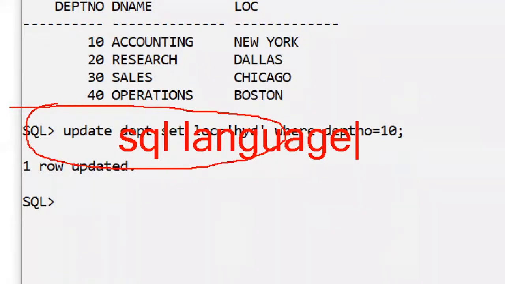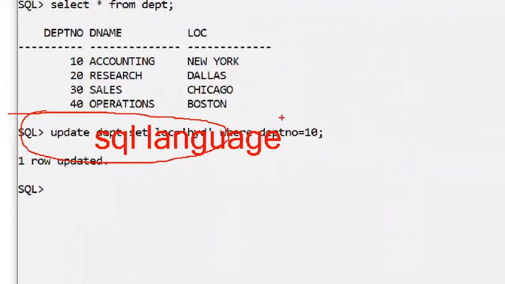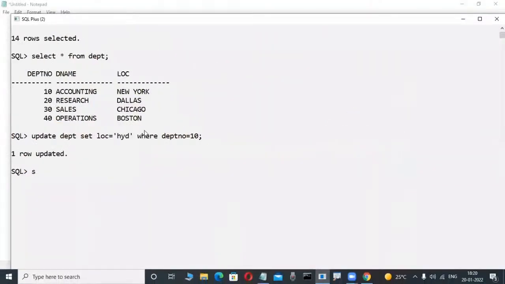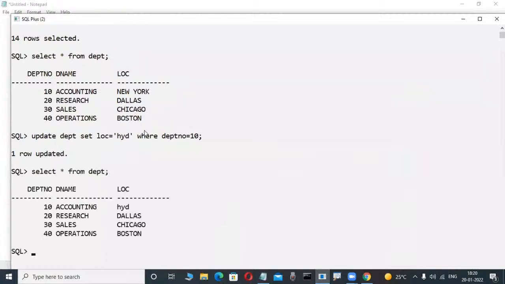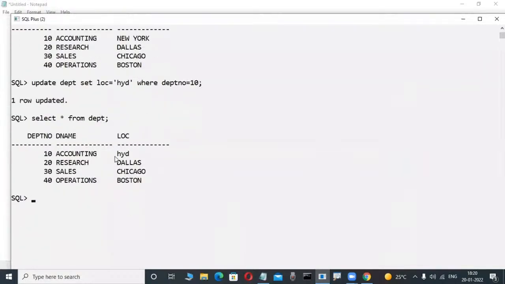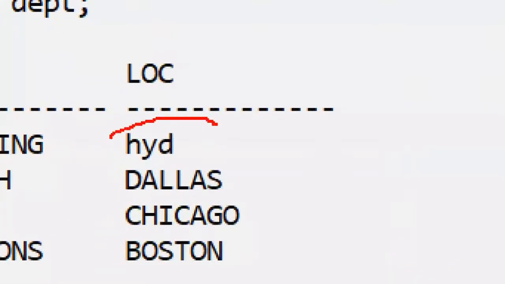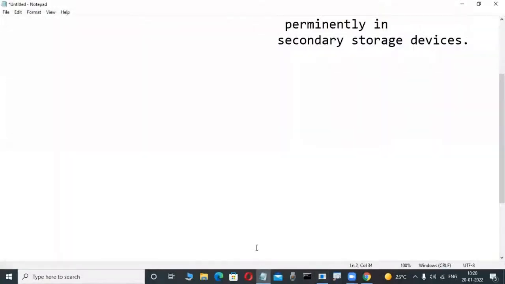Now observe here. Once we write this type of code, which is called the SQL language, it automatically affects your database. Observe here, in your database: in the previous case New York was there, but now Hyderabad is the location, or not? Yes. That's why always observe it here.